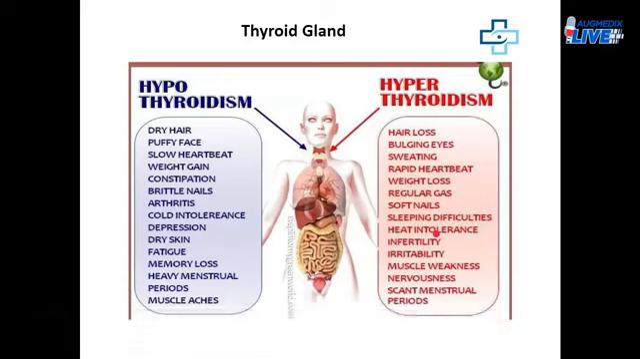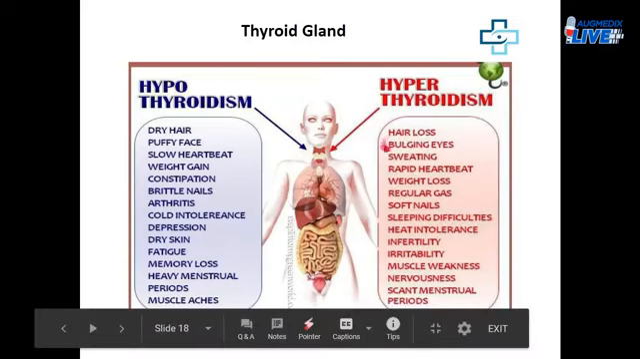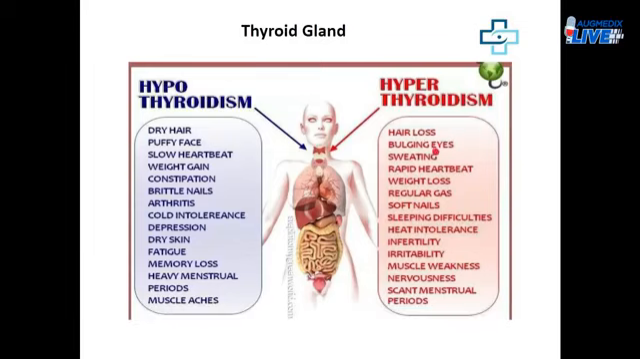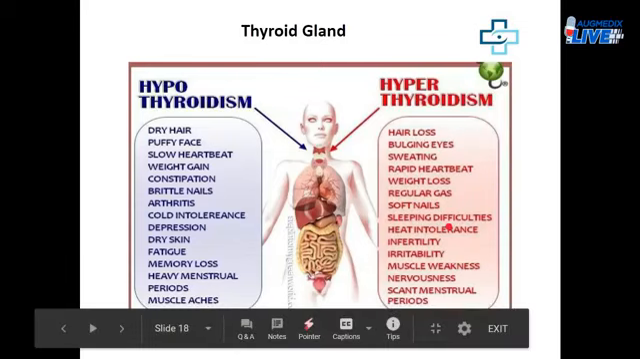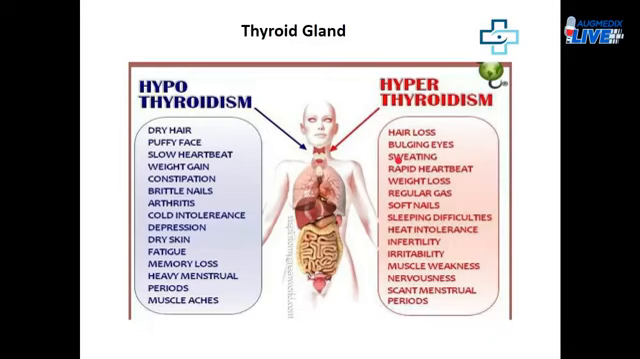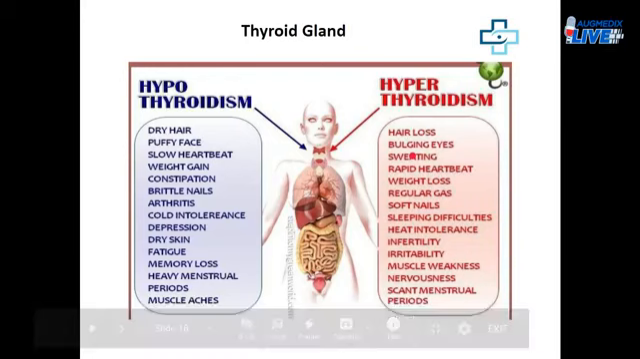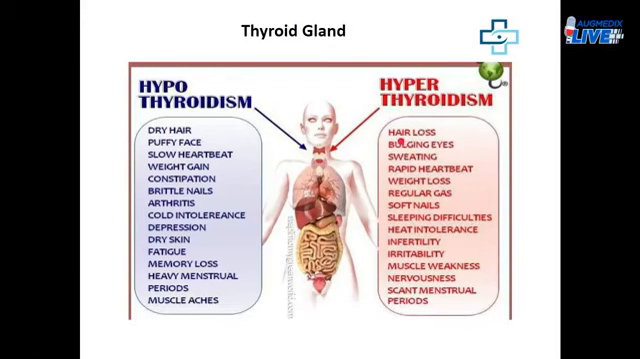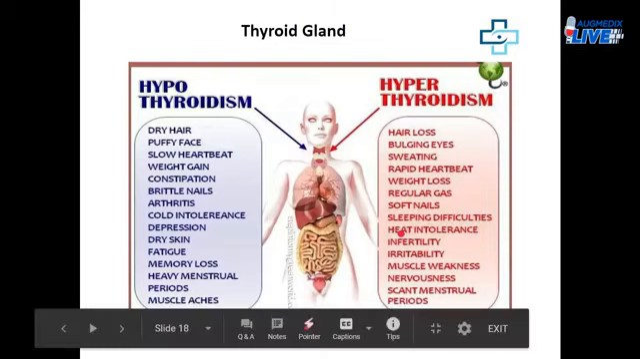Next important one is hair loss. This is also a feature of hyperthyroidism, and since metabolic rate is more, the patient is going to feel hot. As a result, the patient will have a lot of sweating. So for now, these are the important ones. Out of all of this, you just have to remember a few differences. Number one is hair loss, number two is sweating, rapid heart rate, weight loss, and heat intolerance.